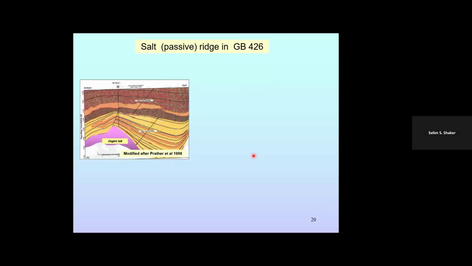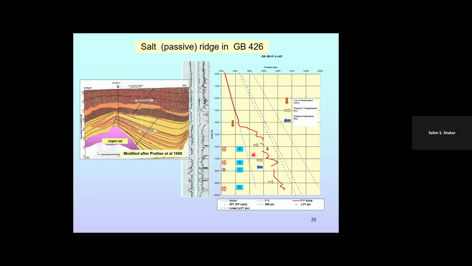Here's an example. This is a field that was discovered in the late 80s and is still producing really well. If you look at the producing section right here, and here is the normally pressured compaction system. Most of the producing sections are in the overpressure section or overpressure zone. And this has been producing for 20 years now.